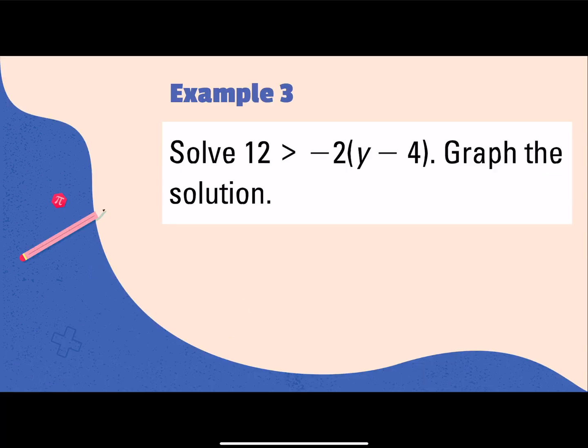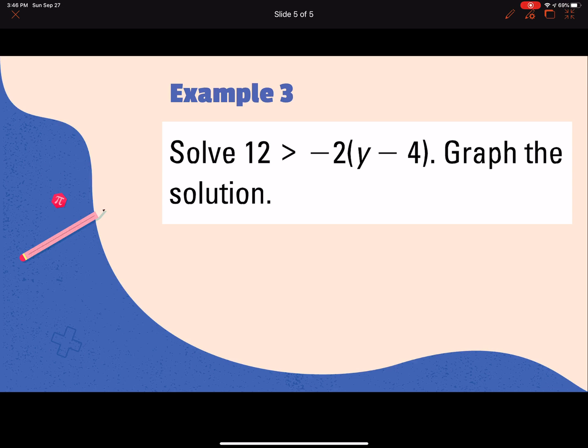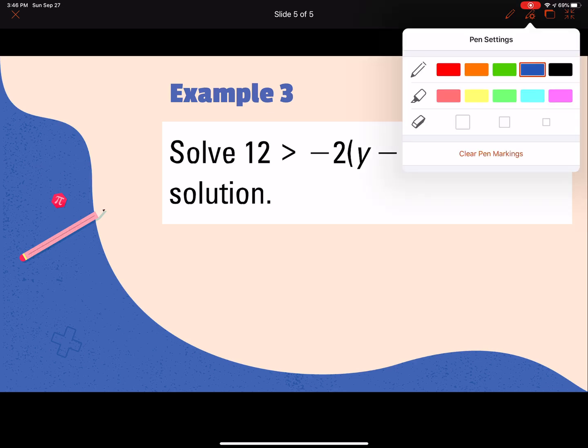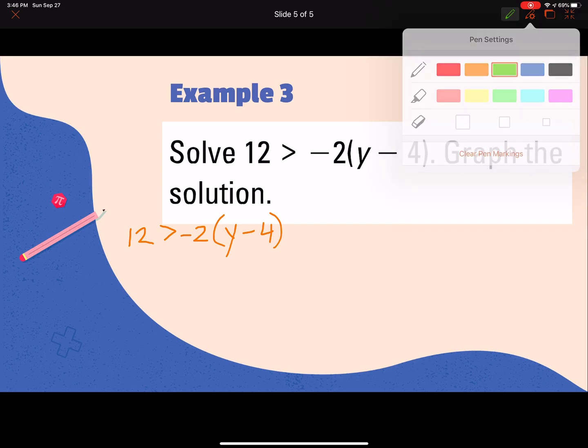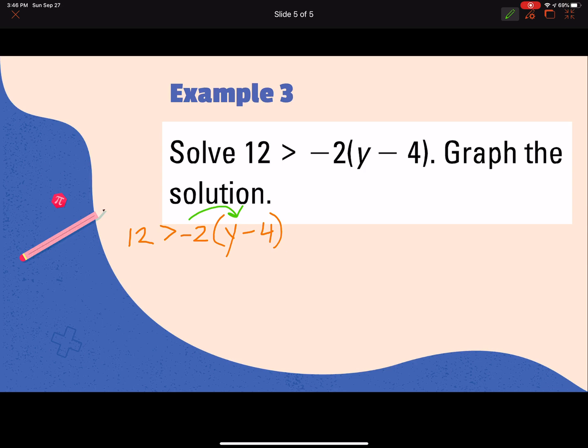Okay, example 3. Example 3 says solve 12 is greater than -2 parentheses y subtract 4, graph the solution. Okay, we have 12 is greater than -2 parentheses y subtract 4. Looks like we have some work to do here. We need to distribute to get rid of the parentheses or grouping symbols. 12 comes straight down. Our inequality sign, -2 times y, is just simply -2y. And -2 times -4 is going to give us a +8.